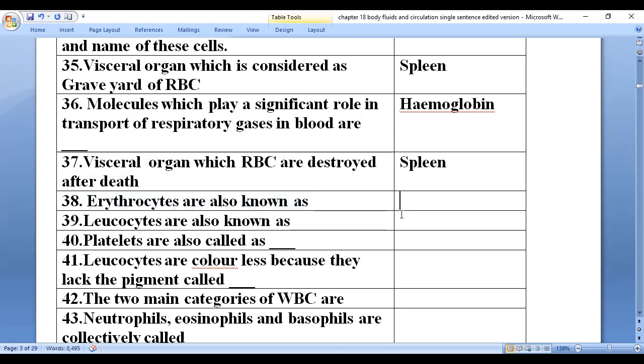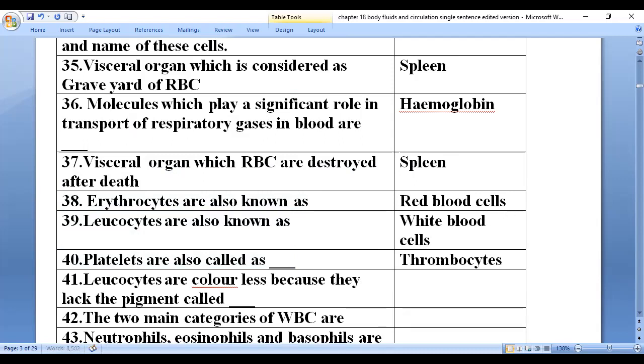Erythrocytes are also known as red blood cells. Leukocytes are also known as white blood cells, and platelets are also called thrombocytes. Leukocytes are colorless because they lack the pigment hemoglobin. Absence of hemoglobin makes them white.